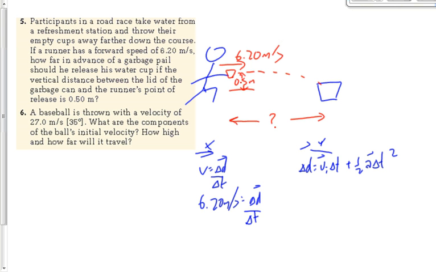Now, the y displacement is negative 0.5 because the cup ends up 0.5 meters below where it started. Vi for the y component is 0 because it's launched horizontally. The runner isn't running up a hill. The runner is running horizontally, therefore the cup will be released horizontally at the speed the runner is running at. Then we're going to solve for t. Does anybody have a value for that? For t?